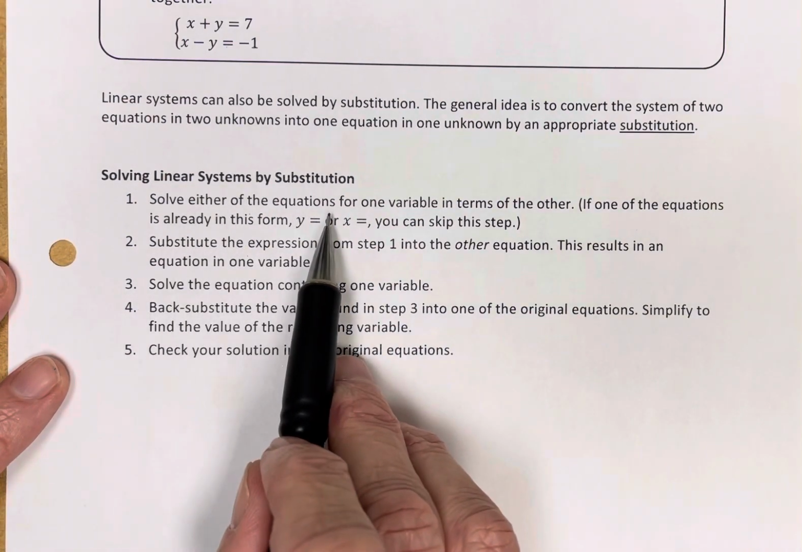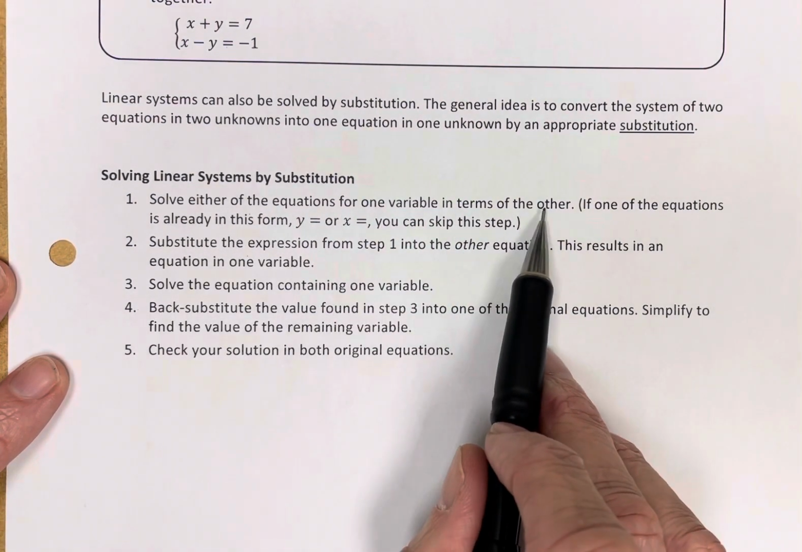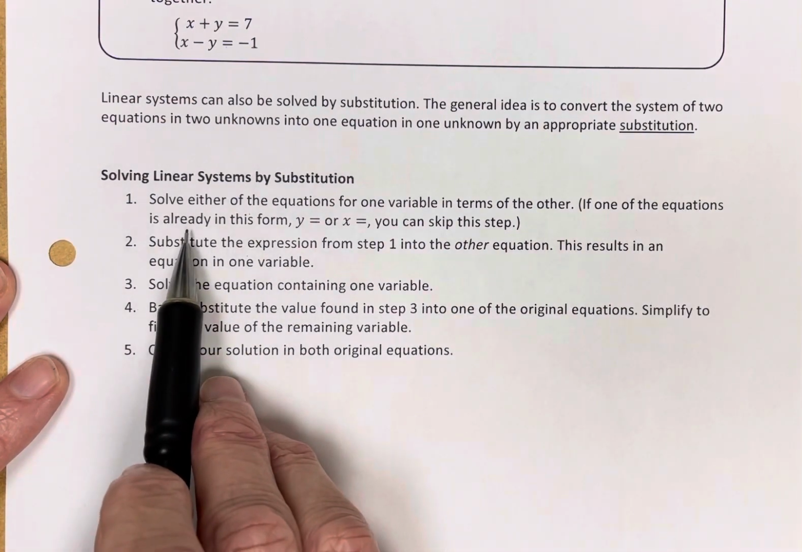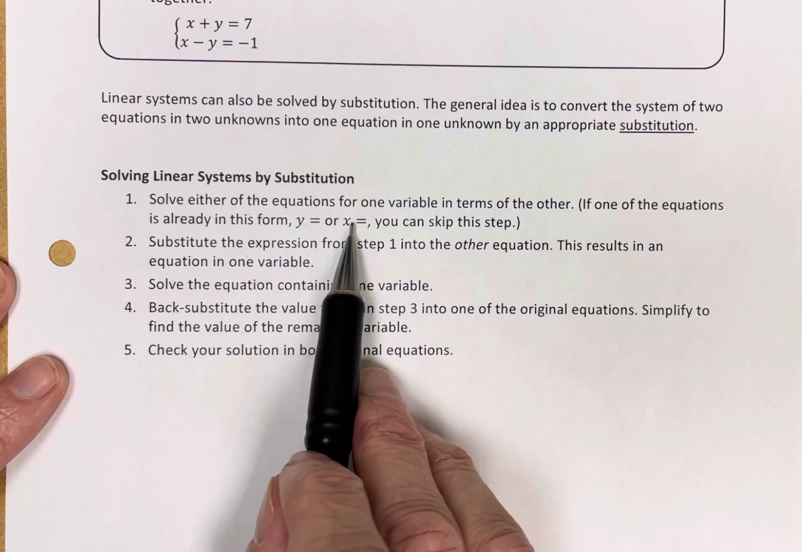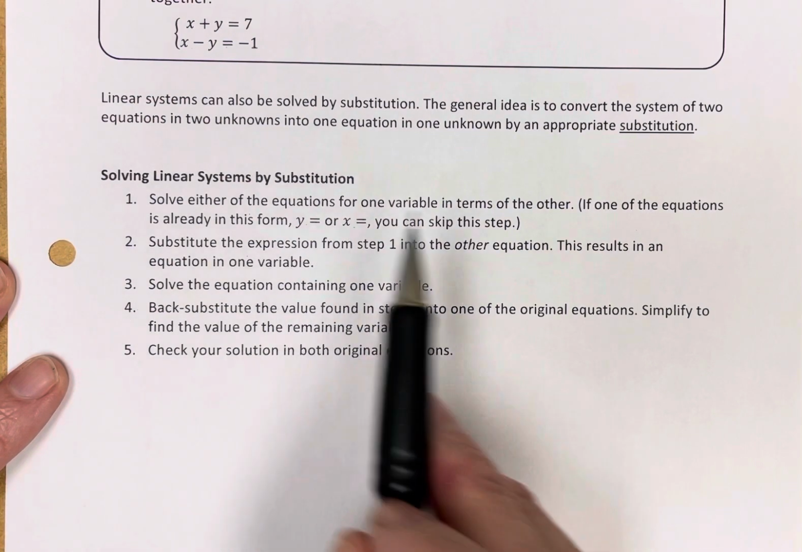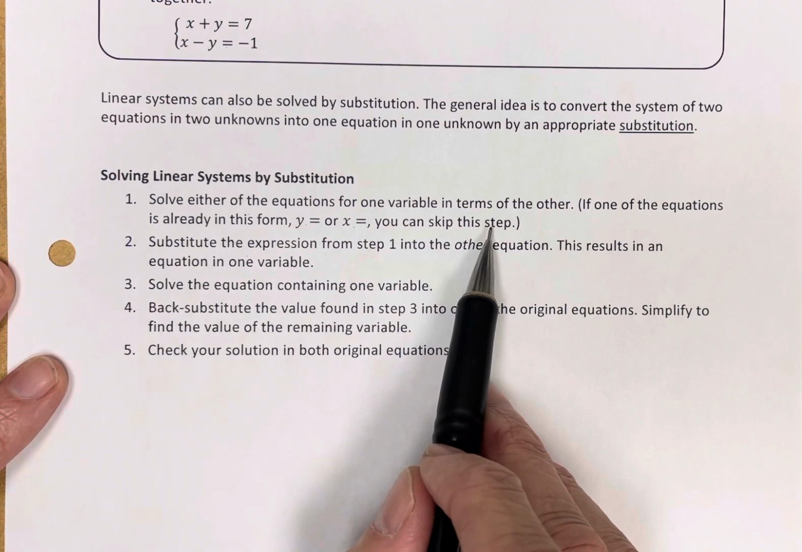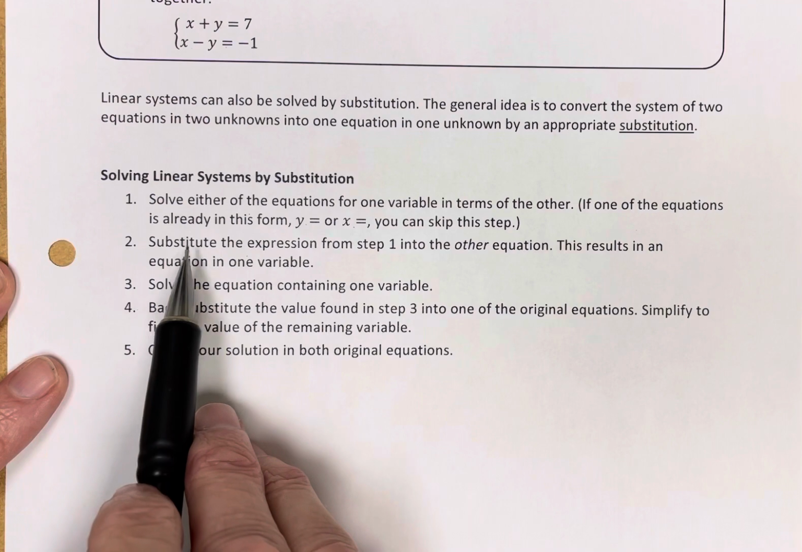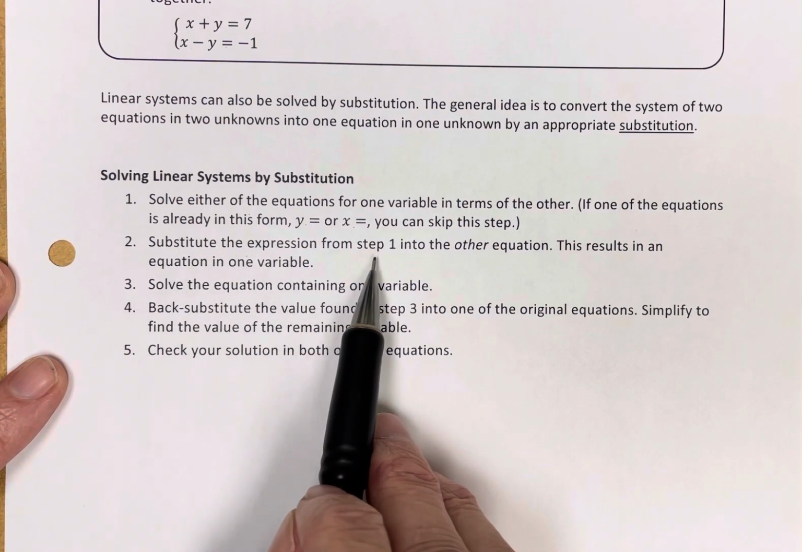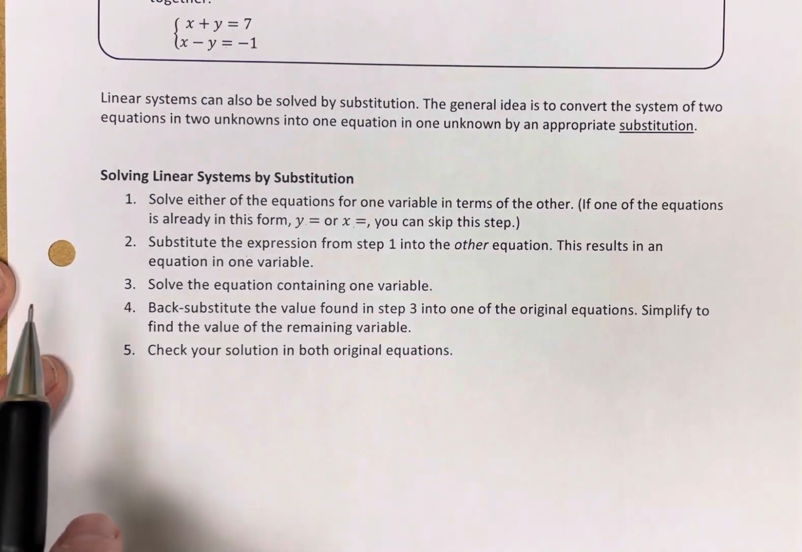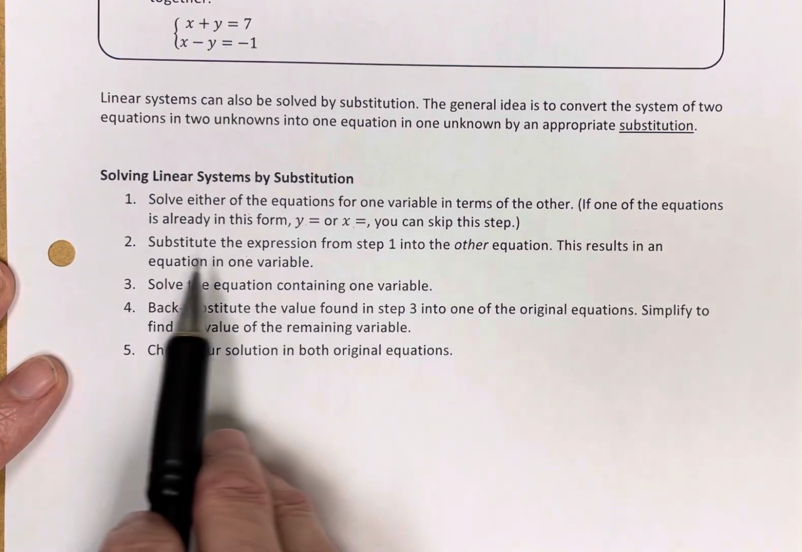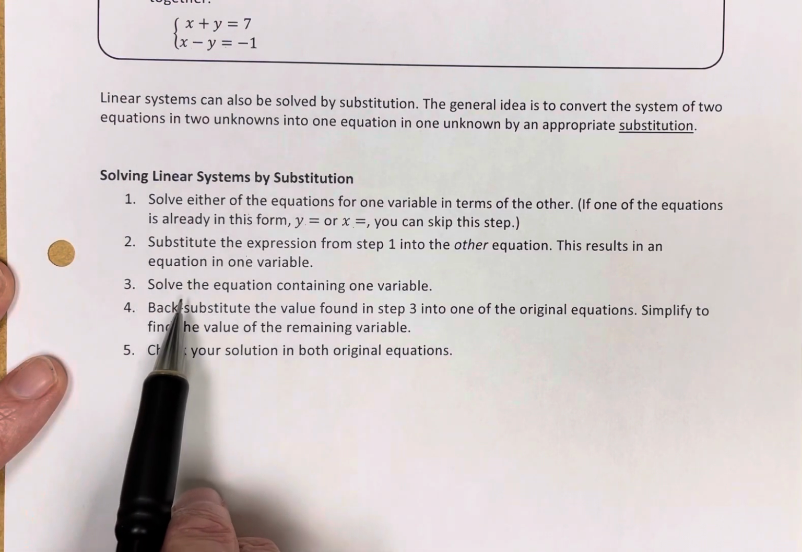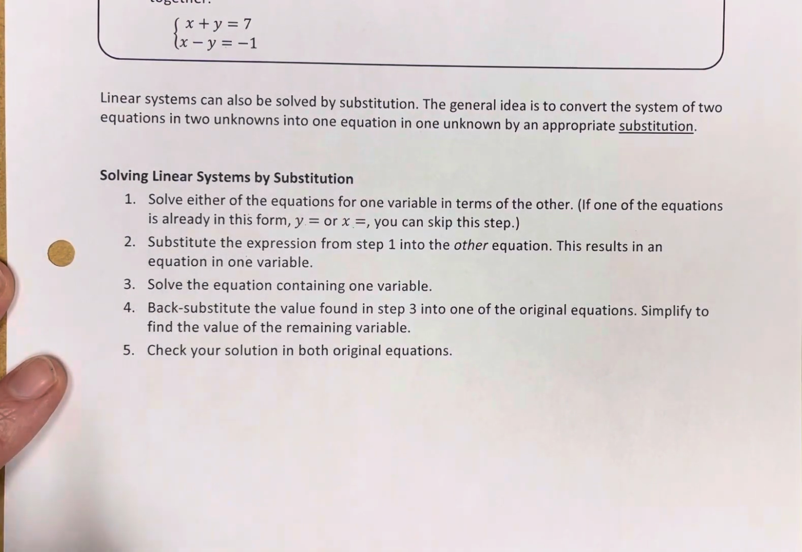Step one: solve either of the equations for one variable in terms of the other. Now notice if one of the equations is already a y equals equation or an x equals equation, this is done, so you can skip step one. Step two, now that you have step one done, you can substitute the expression from step one into the other equation. And what this results in is one equation in one unknown. And then of course, that's easy to solve algebraically, step three.